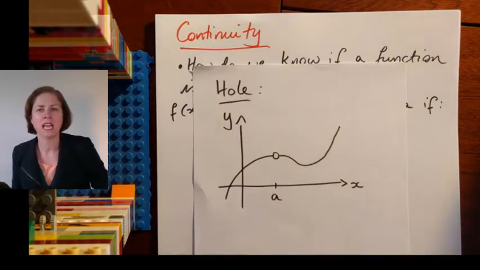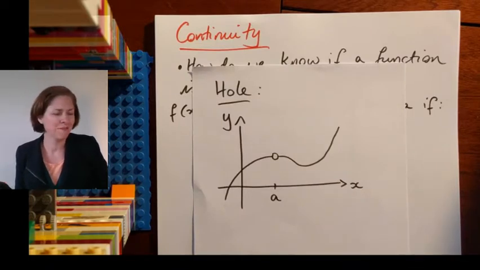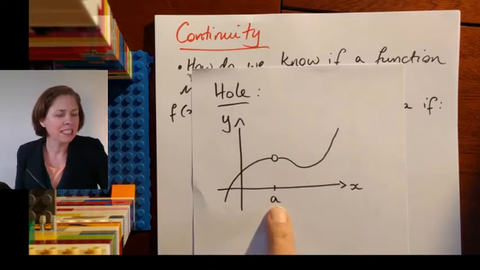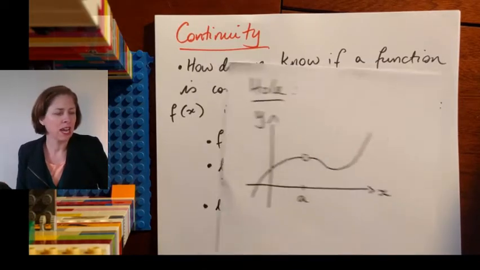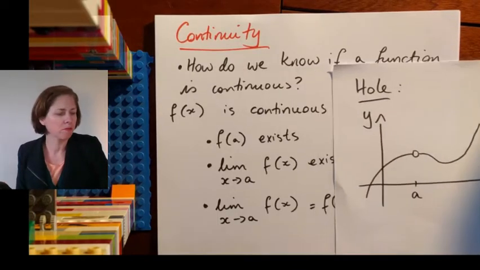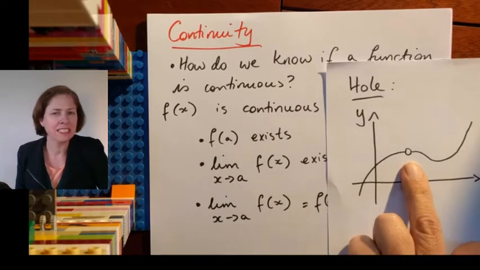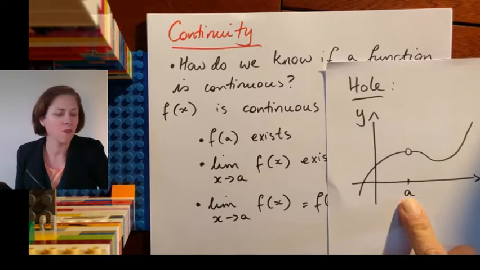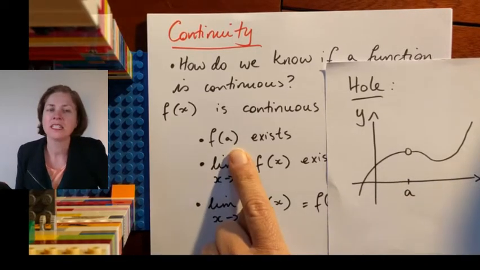Here's my first example. I call this one a hole. If there's a hole in your graph, then it is discontinuous. At x equals a here, let's look at our three criteria. Does f of a exist? No, it doesn't. When x equals a, there's a hole in my graph. So my first point does not hold.